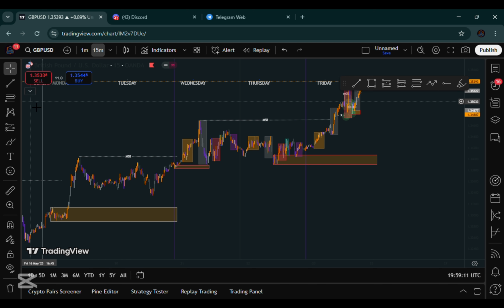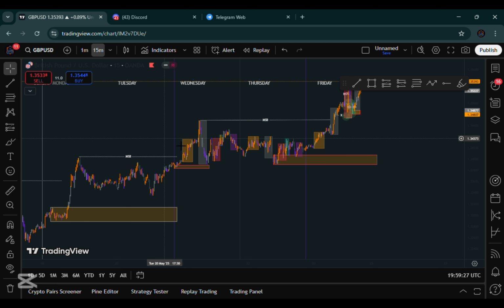And one thing I like about this indicator is that the yellow here is the Asia session, the gray is the London, the green here is the New York PM, while this is the lunch. All right. Let's get straight into the breakdown now.